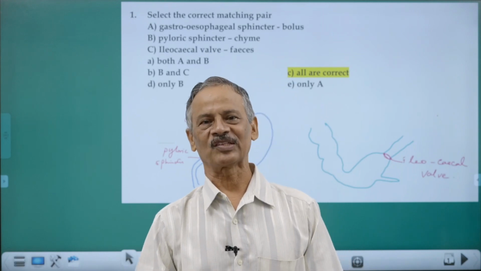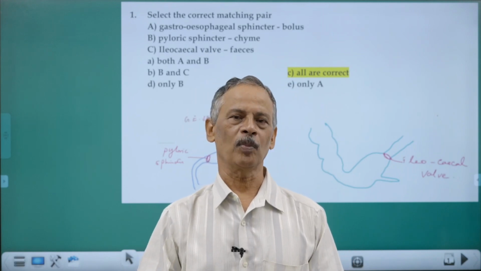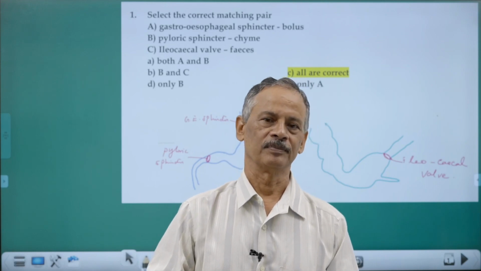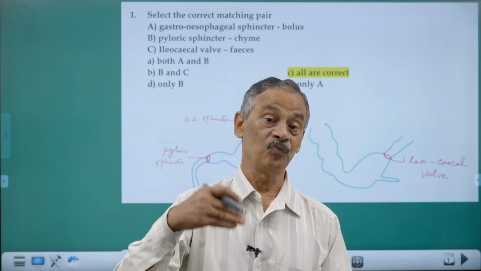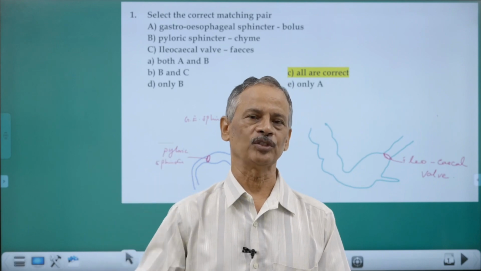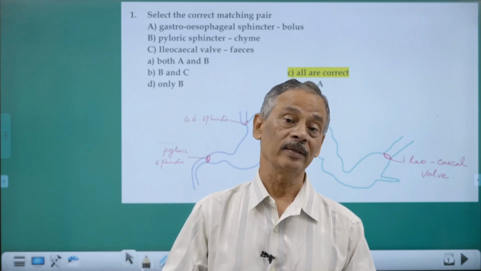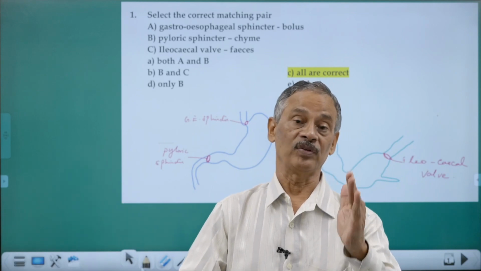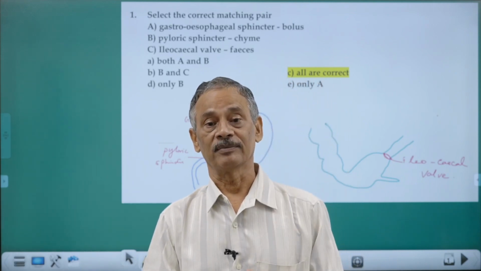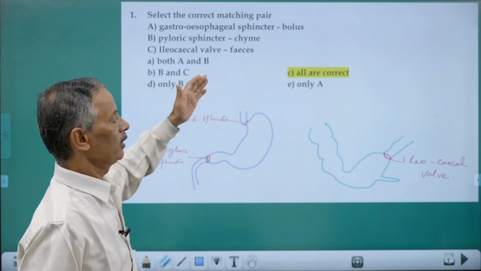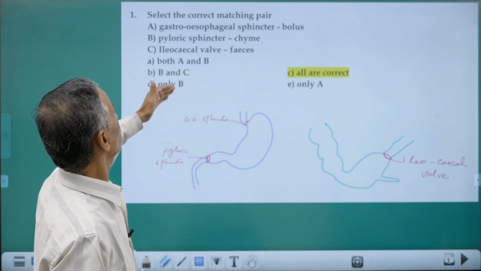Today we'll be discussing the most probable questions from chapter number 16. We are entering into the physiology part, human physiology. The first chapter is human physiology, digestion and absorption. So now we are going to the questions directly.